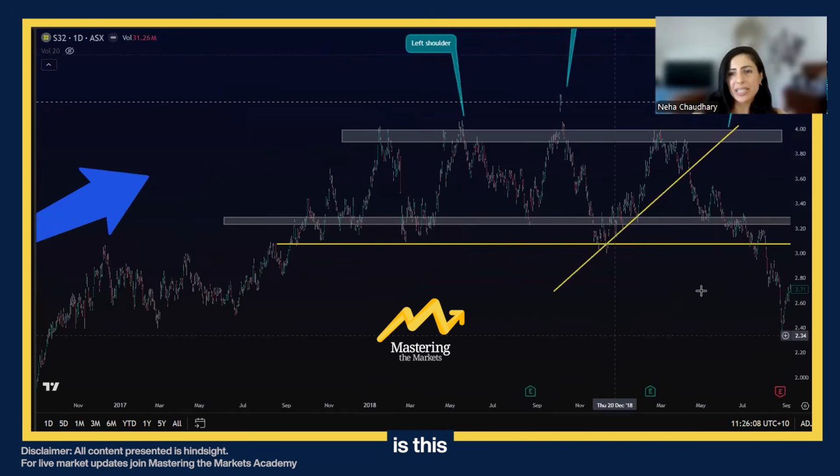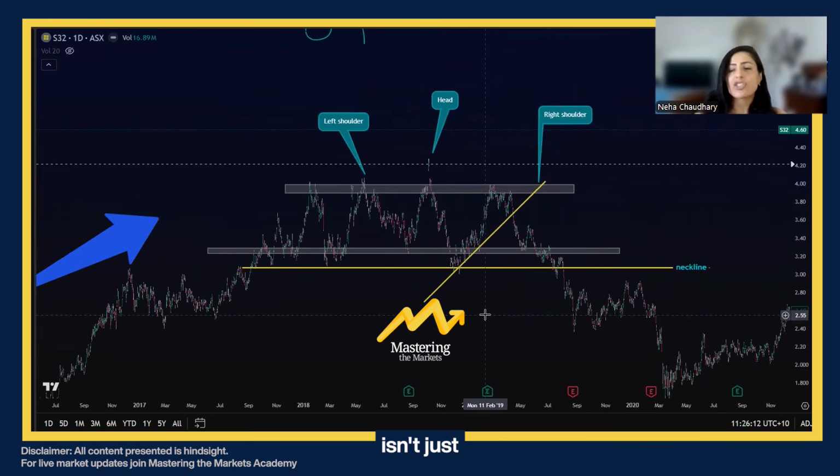So the key takeaway is this: a head and shoulders isn't just a formation, it's a structural transition. If you understand the structure, the pattern makes sense. If you only see the shape, you're missing out on a deeper context. So I hope you guys found this as interesting as I did.